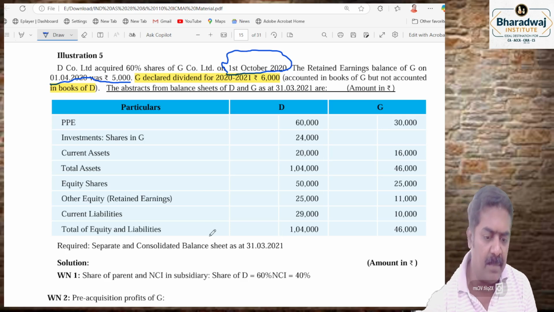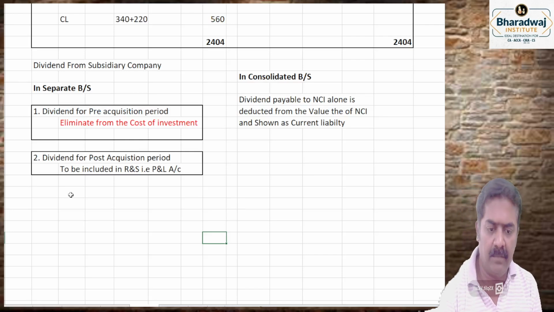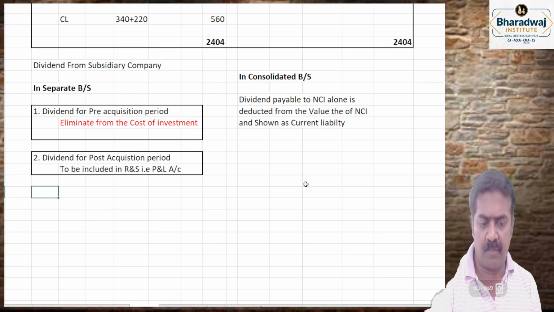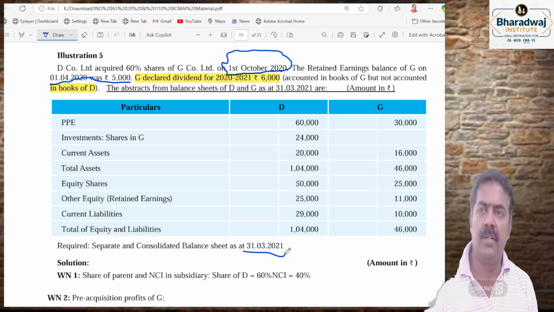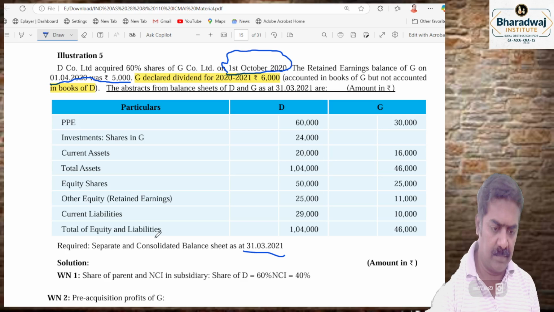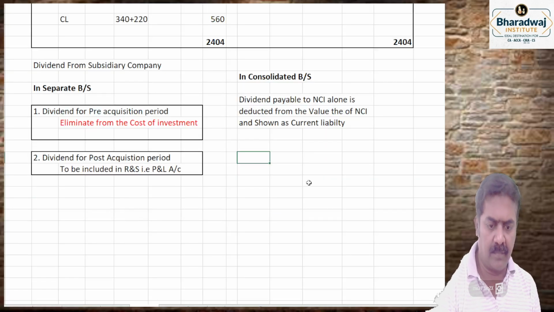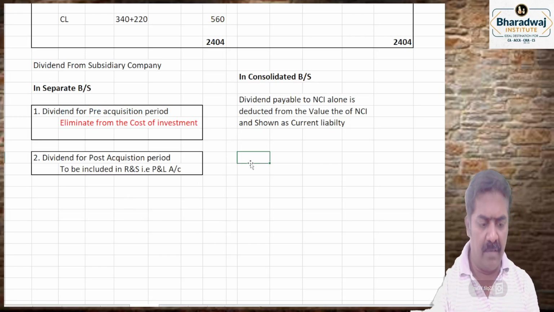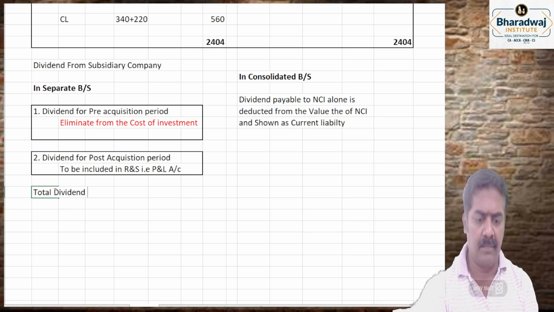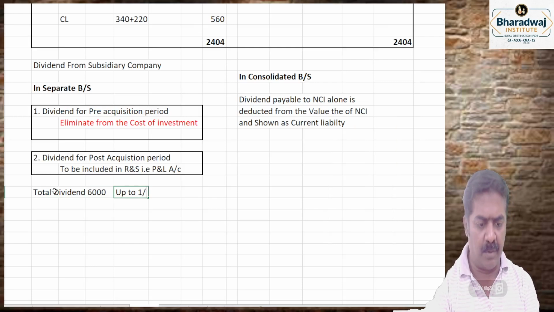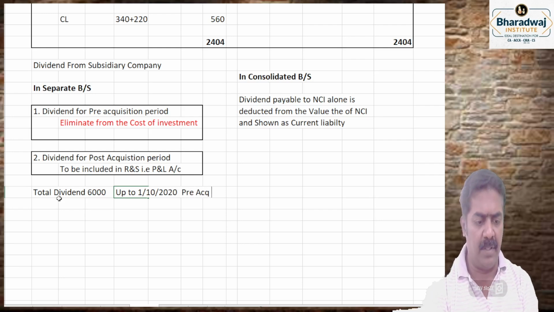They ask to prepare separate and consolidated balance sheet as on what date? 31st March 2021 they ask for. Okay. What is the total dividend declared? For the separate balance sheet, what is the total dividend declared? 6,000. Up to 1st October becomes which one? Pre-acquisition period.